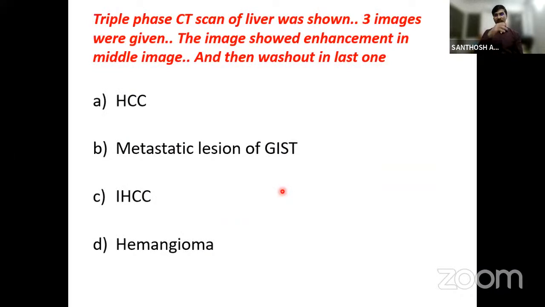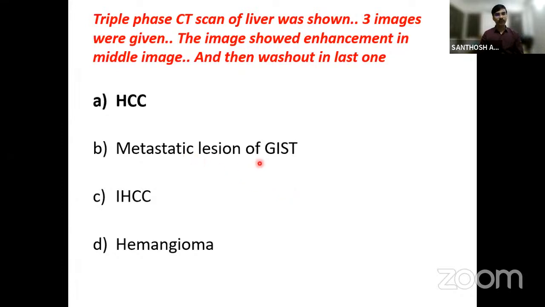Three images were given. It actually showed enhancement in the middle image and washout in the last one. The first image was plain, the second was arterial, and the third was portal venous phase. So a space occupying lesion of the liver which enhances in the arterial phase and washes off in the portal venous phase is hepatocellular carcinoma.